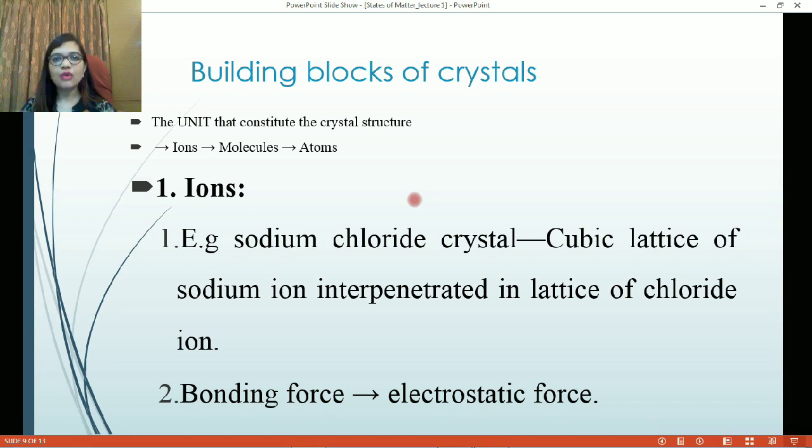True, but what are the building blocks? What gives rise to that cubical structure? The building block is the ion. It is Na plus and Cl minus which gives rise to a cubical structure. And what is the bonding force between these structures? It is the electrostatic forces of attraction between Na plus and Cl minus, that is, cation and anion.